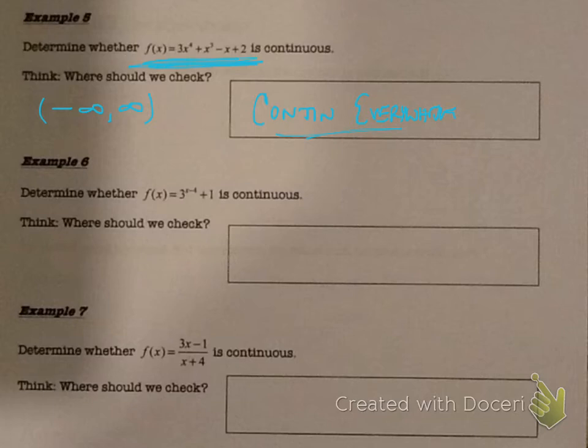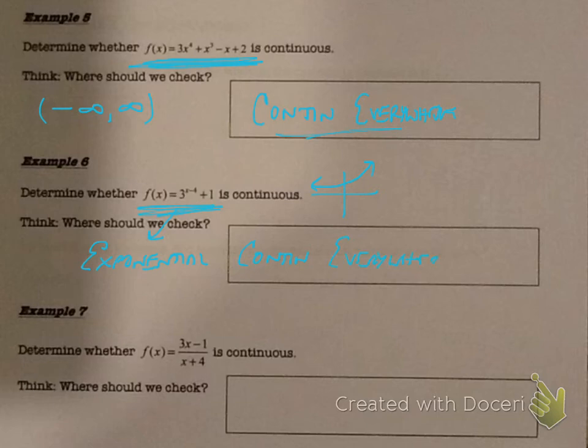Okay? Same thing with something like example 6. Example 6 is exponential. Remember we talked about those kinds of curves, right? Well, if you remember the way those look, they kind of just look like this, right? There's no break there. There's no hole, no asymptote. So exponentials are also continuous everywhere.